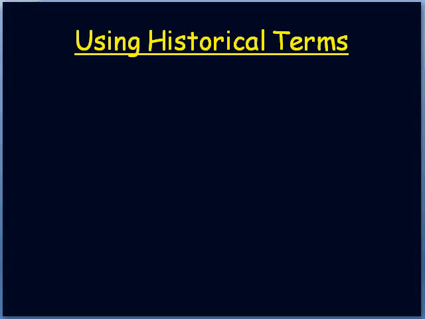In this video, we're going to look at how to use historical terms. Now, historical terms just means the words that we use in history to talk about the past. Okay, so these are words that we as historians use all the time. The first three words I'm going to show you are all to do with how we measure time.